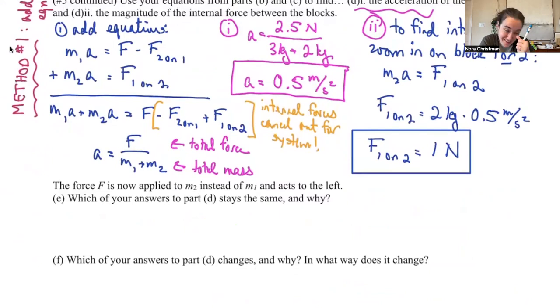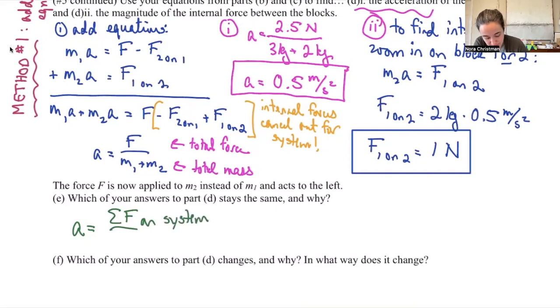Okay, welcome back. So let's see. So the acceleration would stay the same magnitude, right? Since the equation for Newton's second law is acceleration equals net force over mass. The magnitude of the acceleration would stay the same. The direction would change.